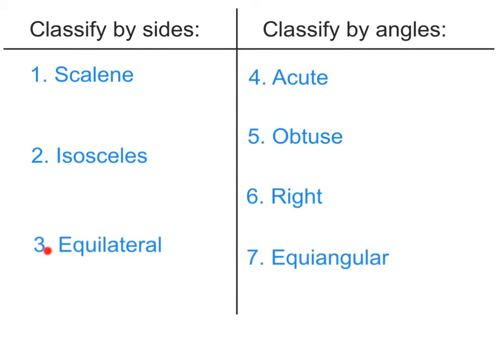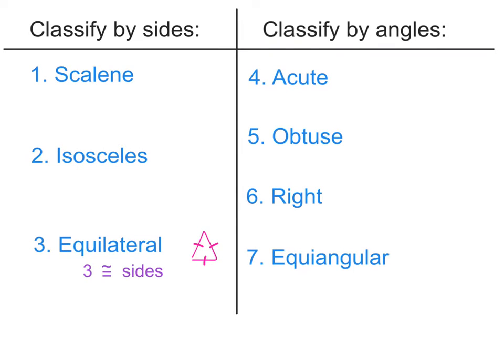Equilateral is exactly as it sounds. You hear the equi in the beginning, which means the same length. The lateral, like lateral is another word, your lats are your sides. So we're looking at the same length sides. An equilateral triangle is all three sides the same size.